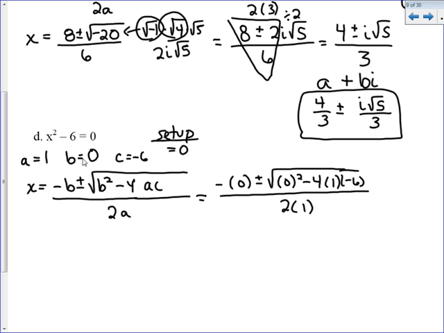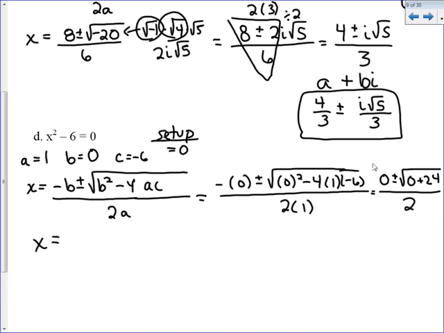Now, 0 does not get assigned a sign. 0 is not positive or negative. So saying negative 0 is the same as just 0. So 0 plus or minus the square root. Well, 0 squared is also 0. Now, before you put your sign down, treat this as negative 4 times 1 times negative 6. What's going to be the sign between 0 and my next term? Plus. So it's plus 24, because that's a positive 24 when I multiply them together. All over 2 times 1 is 2.